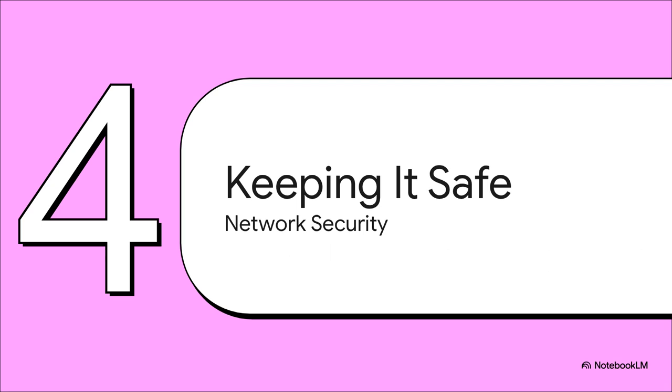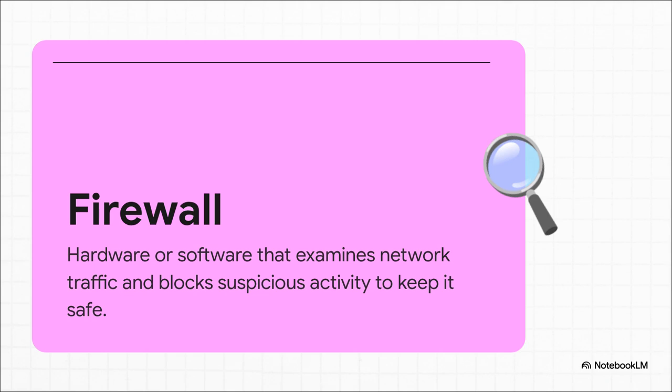Okay, our network's up and running, data is zipping around, but we all know the internet isn't always a friendly place. So, the next critical step is security. We need to put up some walls. And your very first line of defense is the firewall. The best way to think of it is as a digital security guard standing at the only entrance to your network.